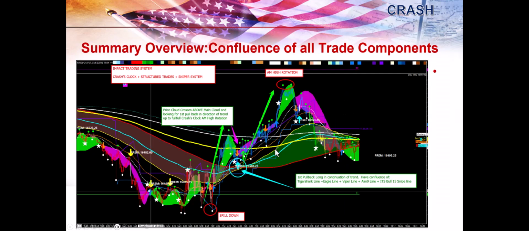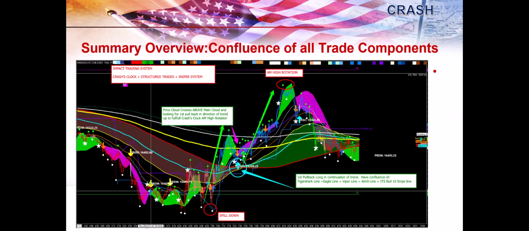All right, let's just have a summary overview, putting it all together with a confluence of trades. In this case, I turned my cloud back on. So I have my main cloud, which is a shaded red and green. And then I have the magenta and lime green. Once I see at the opening bell that price gives us the impulse move above, so the price cloud goes up above the main cloud, I'm looking for a first pullback in the direction of the trend that we just had up.